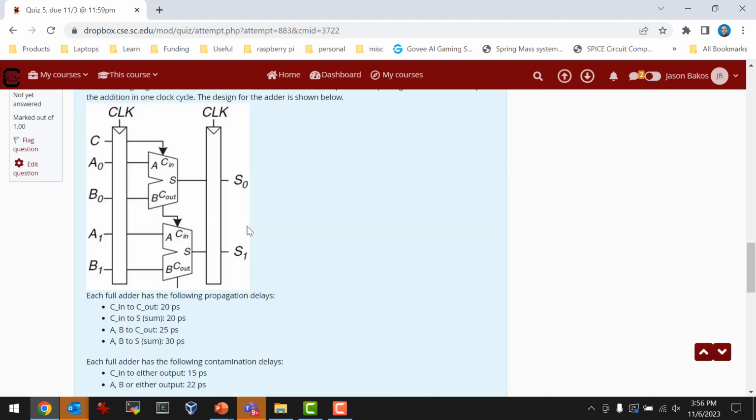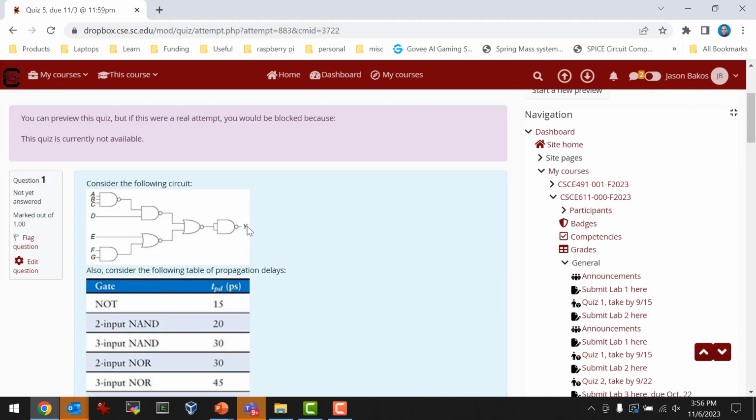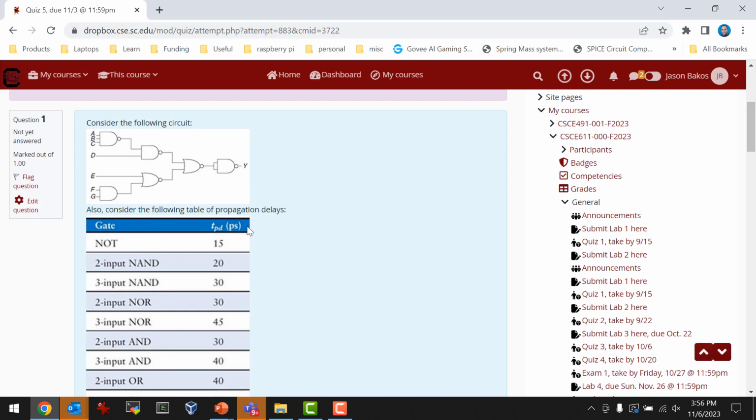So this was quiz 5. It was on timing analysis. There were just 5 questions on it. The first question said, consider the circuit below. Consider the following table of propagation delays.